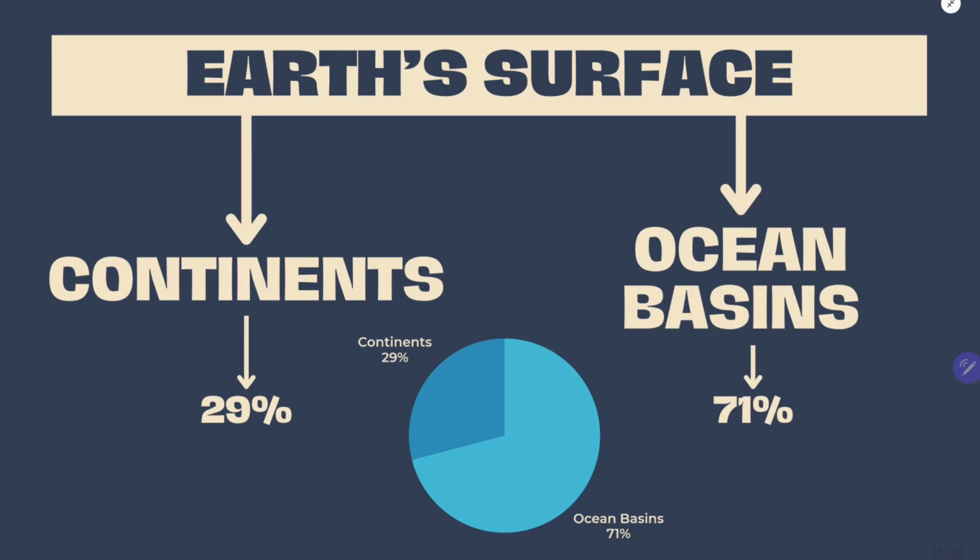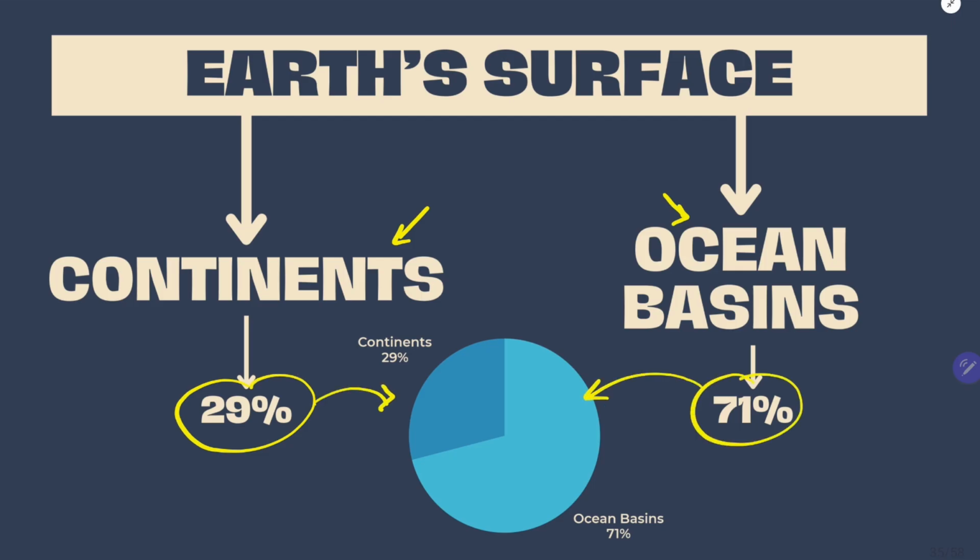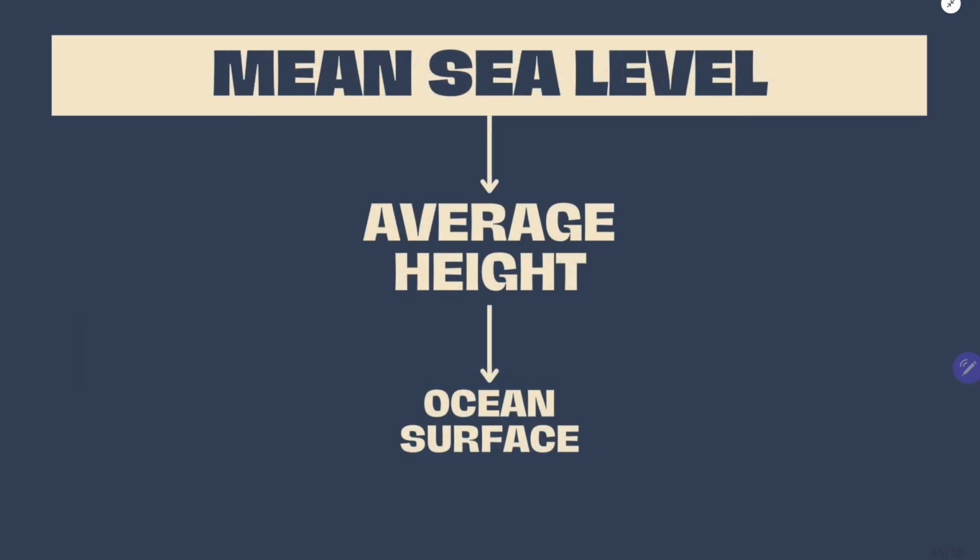Then we saw that the earth's surface is divided into continents and ocean basins. Continents make up 29% of the earth's surface, while ocean basins make up the remaining 71%. Then we saw the concept of mean sea level. Mean sea level is the average height of the ocean surface, which is used to measure elevation and depth.